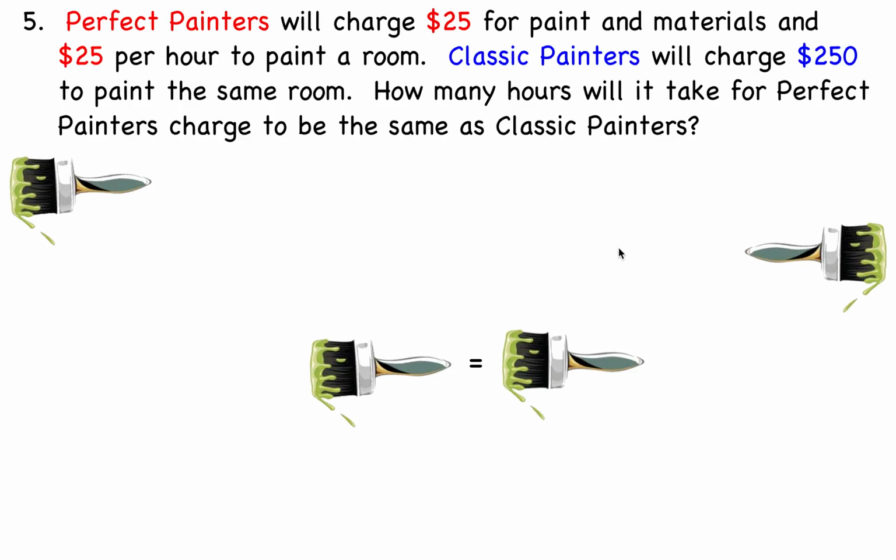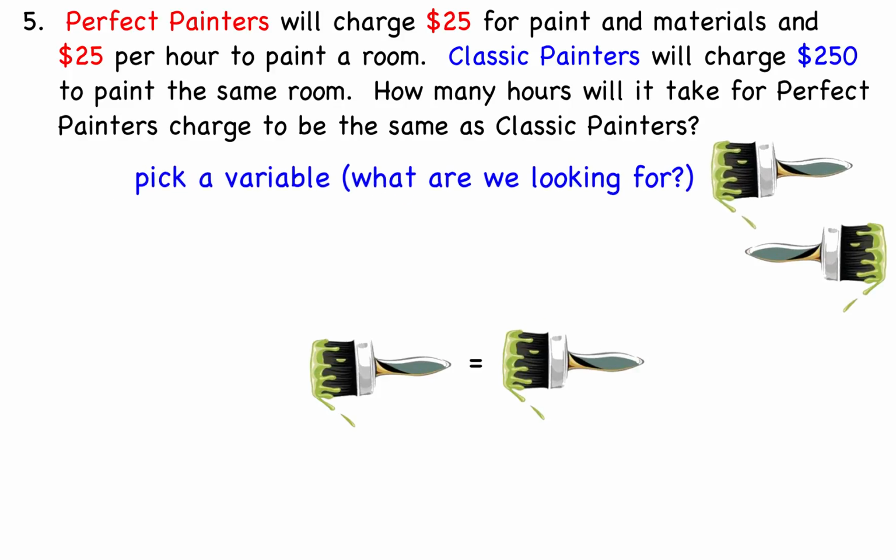Perfect Painters will charge $25 for paint and materials and $25 per hour to paint a room. Another company called Classic Painters charges a $250 flat fee to paint the same room. How many hours will it take for Perfect Painters' charge to be the same as Classic Painters'?